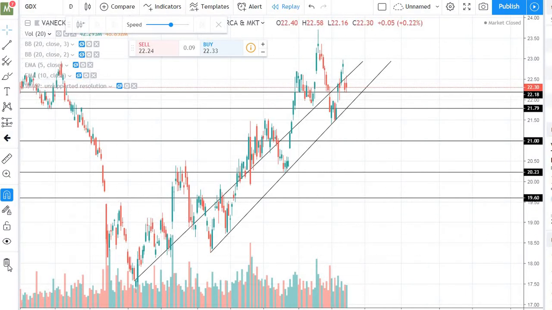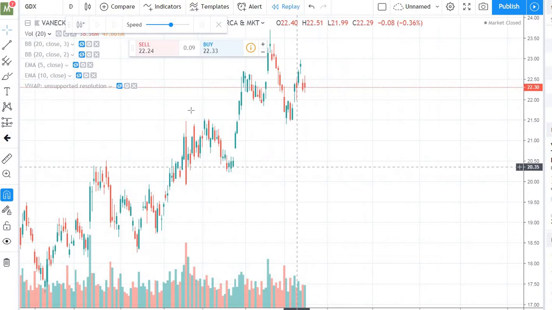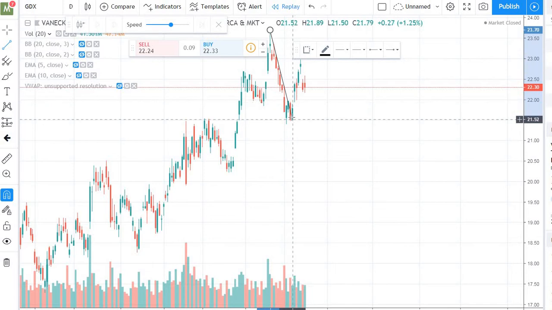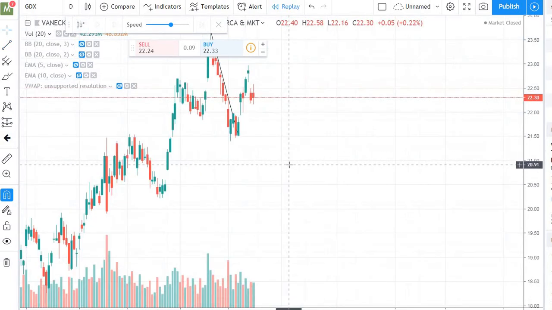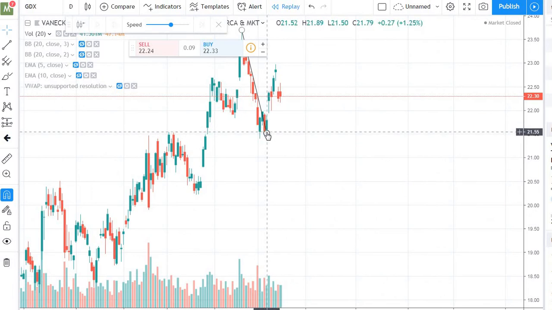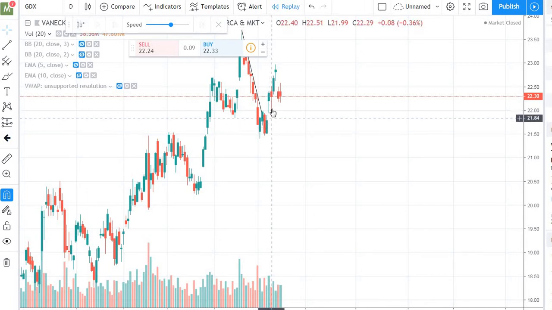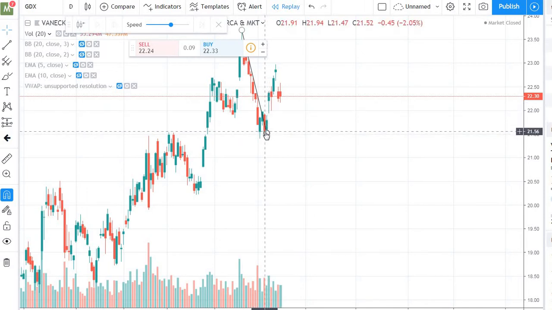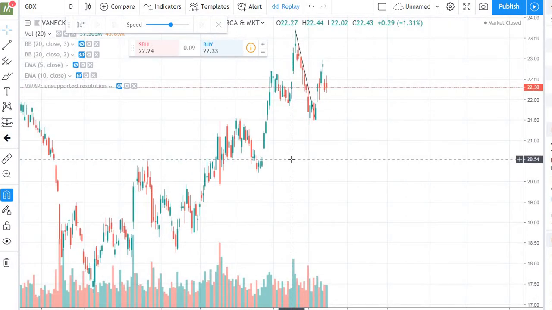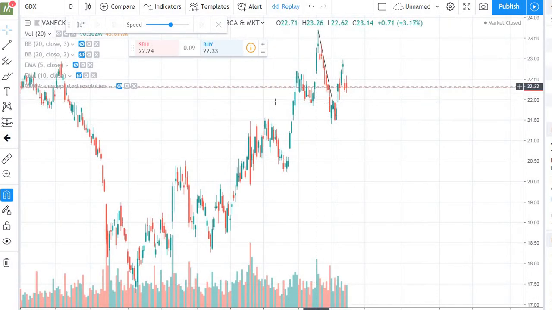So if we erase these lines here, this is a really steep drop, so I'll probably try and find some other explanations. So that was a really steep drop here. And then you want this to break over the downtrend line, and then that would be a good buy signal. And then it went up from $21.56 all the way up to $23, which is a pretty good move.